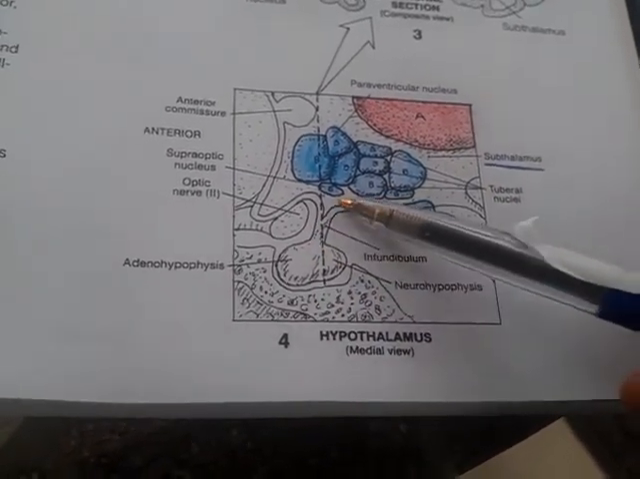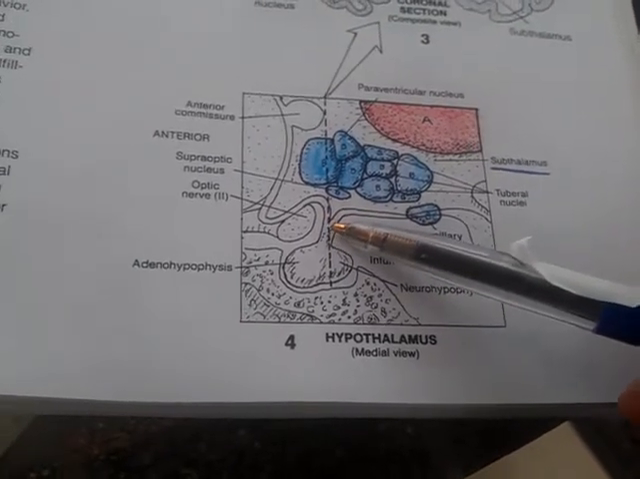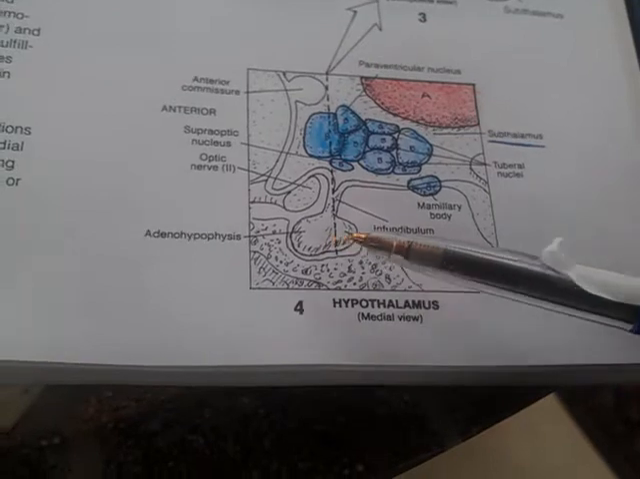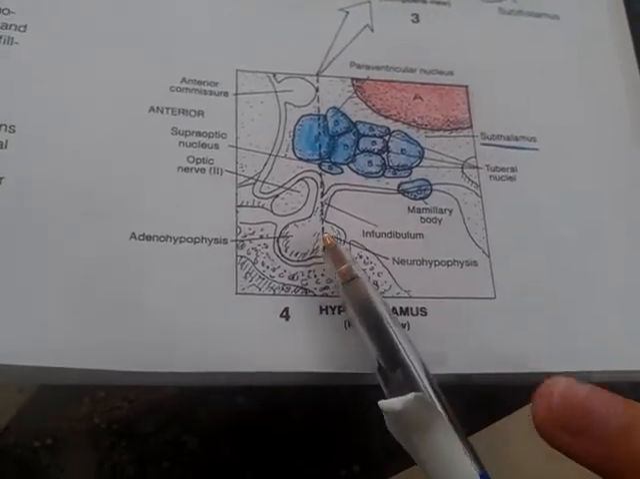The substances transported through the hypophysial portal venous system will release or inhibit the secretion of adenohypophysial hormones.